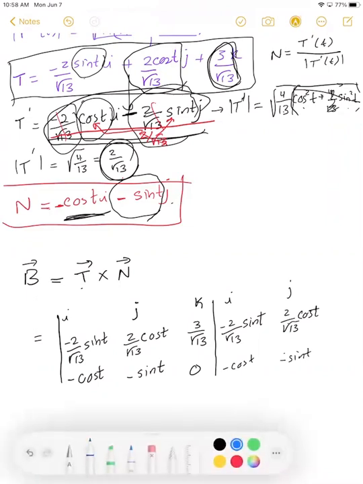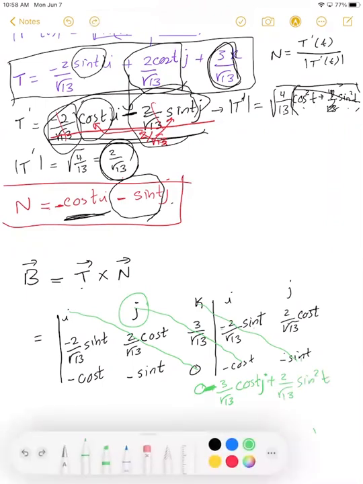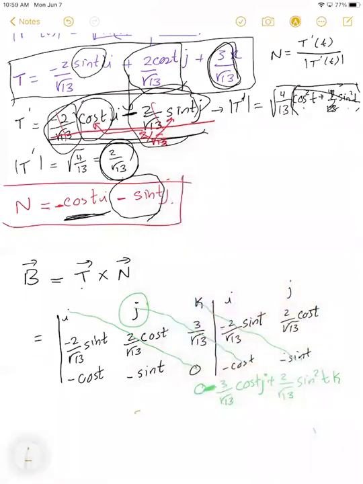And then I'm going to multiply these, and I get 0. I multiply these, I get plus 3 over the square root of 13 times negative cosine, which makes this negative cosine t j. I multiply these 3, that's what I get. And then I multiply these 3. Negative times negative is positive. Sine times sine is sine squared. And then I have the k. Then I also have to multiply this diagonal here. That's 0, because I have a 0 here. 0 times anything is 0.